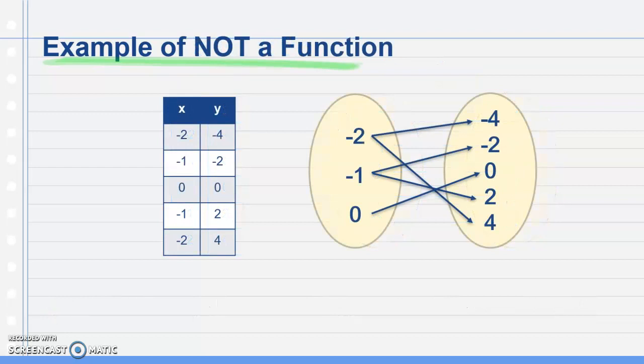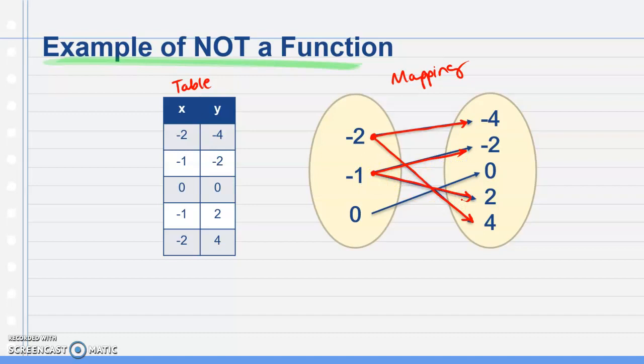Here is an example of something that is not a function. All right, so again, multiple representations. We have a table and the mapping. The mapping, I think, is visually easier to tell because if you look here, -2 is going to both -4 and +4, all right? That's not allowed. That would be like a triangle having two different numbers of sides. It doesn't make sense. Same thing with this -1, right?